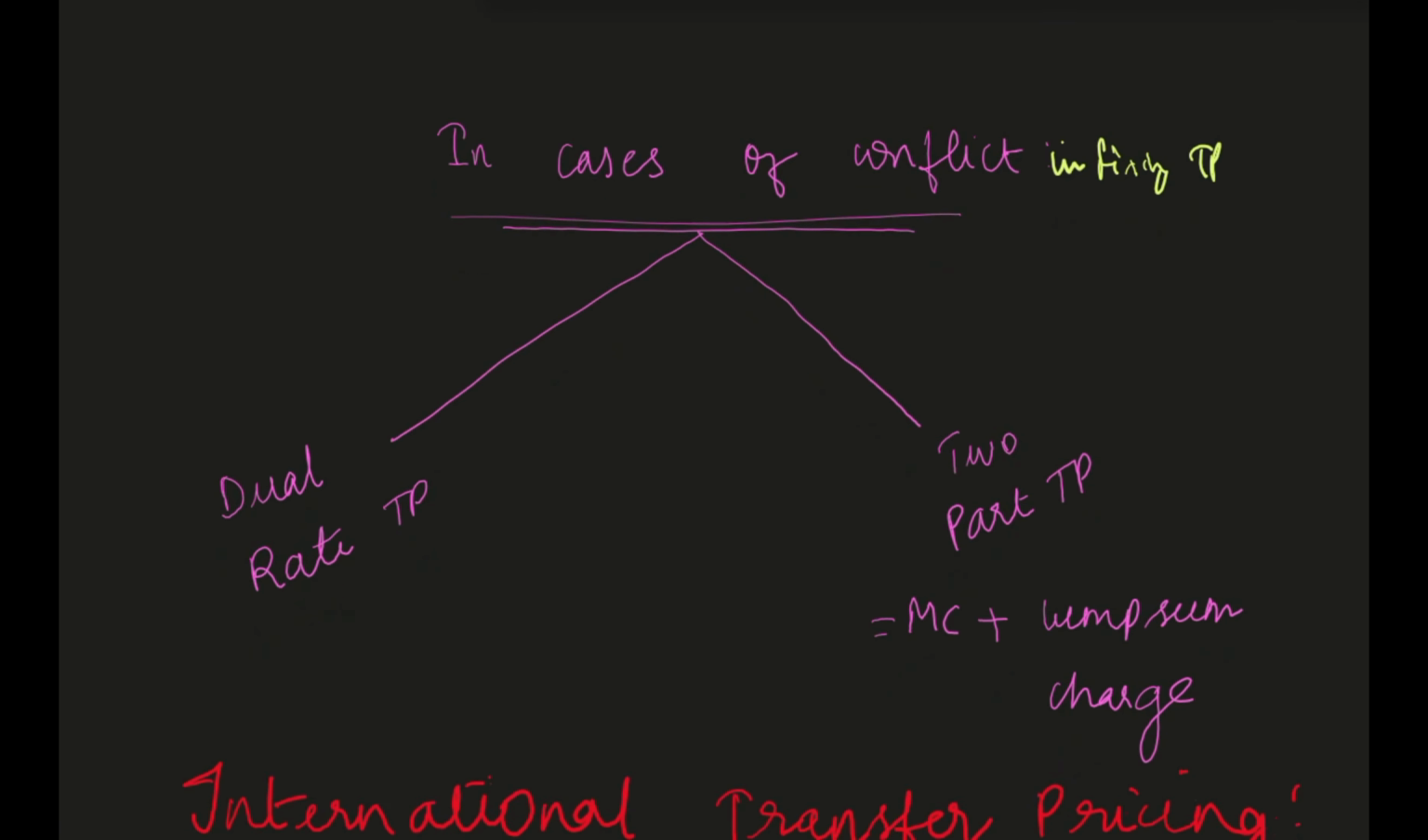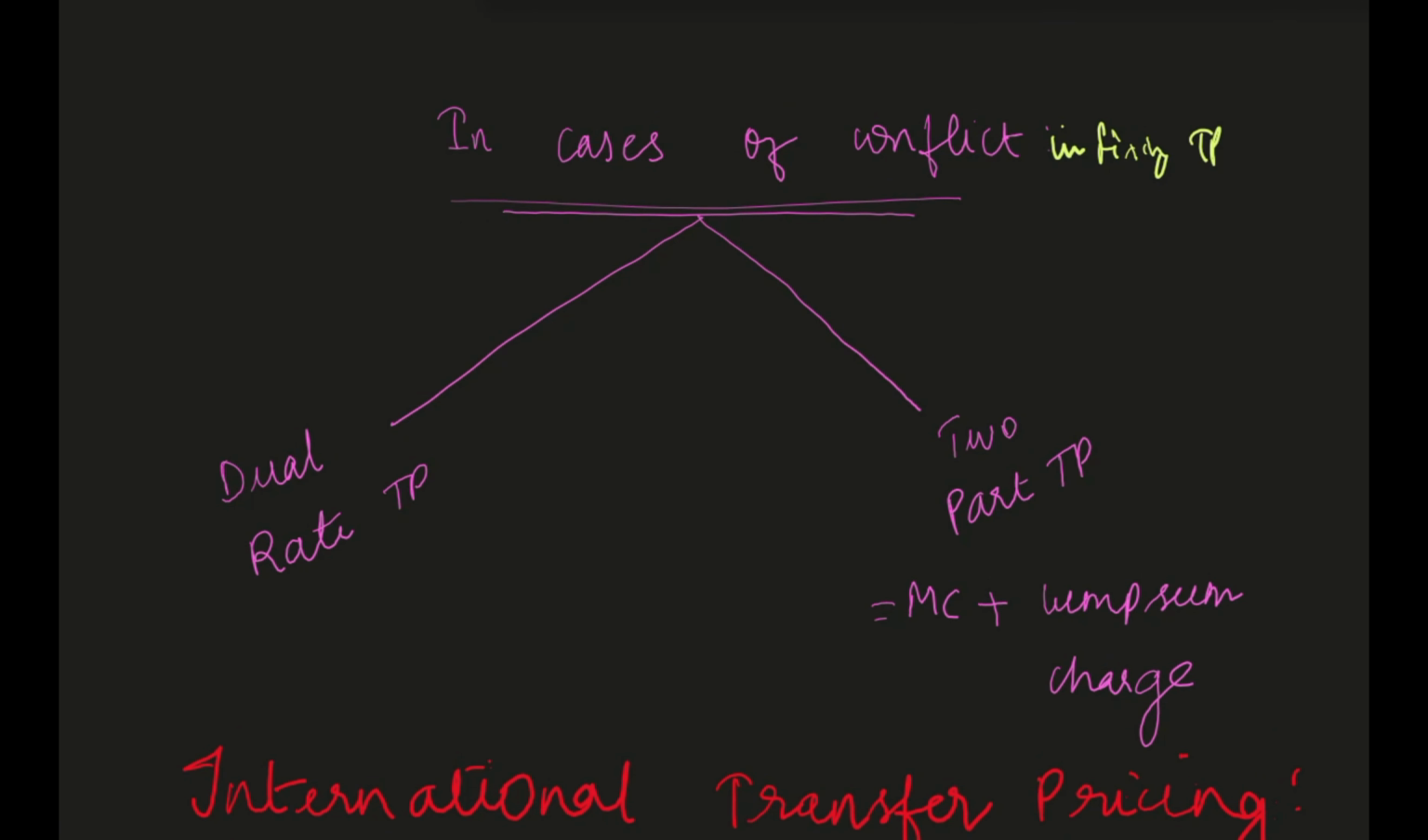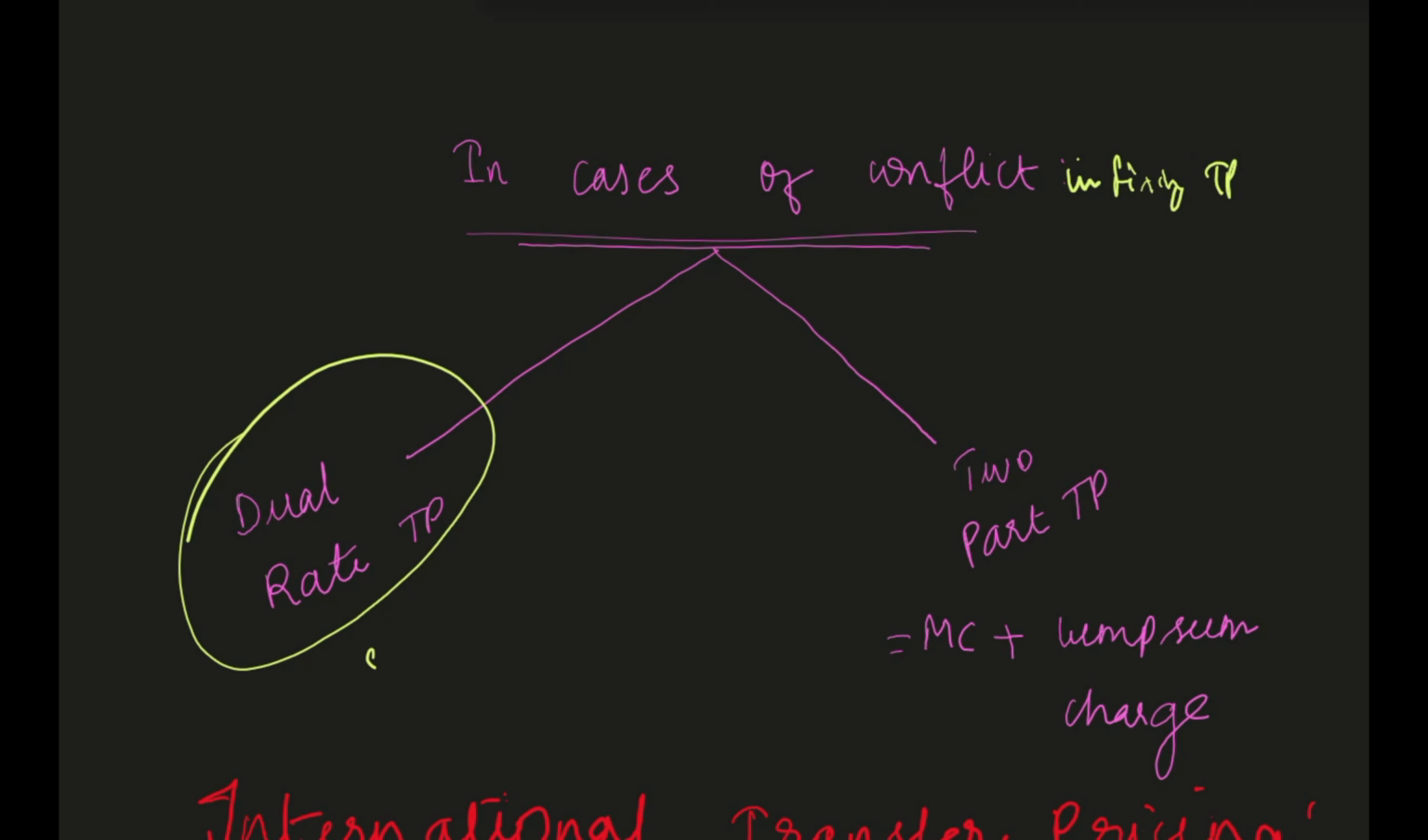In cases of conflict between these two divisions, we can either go for dual rate. Here, the supplying division will record at a separate price, let's say 20 rupees, and the purchasing division will record at a separate price, let's say 14 rupees, whichever is convenient for them. Here, the problem arises when they are doing accounting at an organizational level, this will be difficult for the company as a whole in preparing their financials.